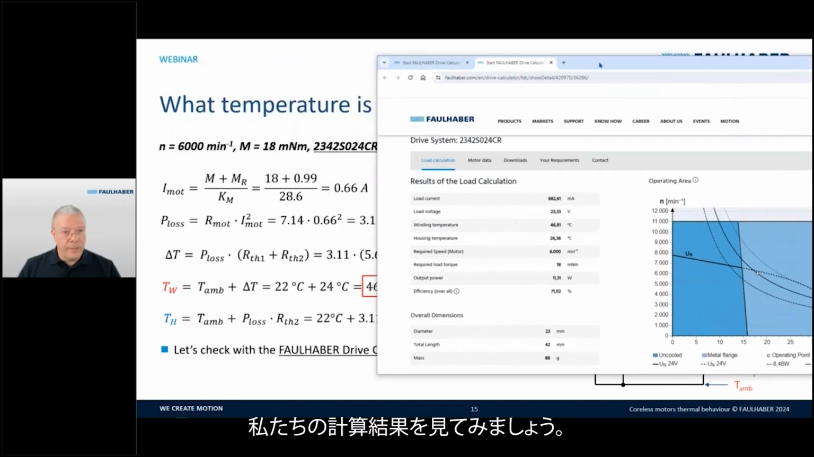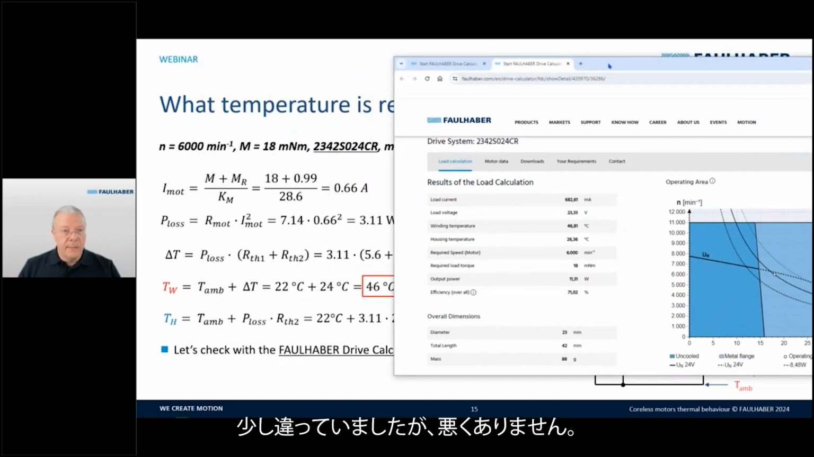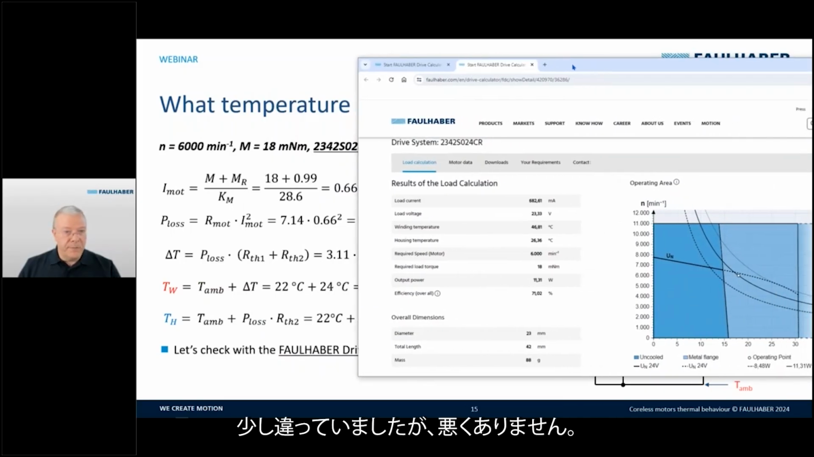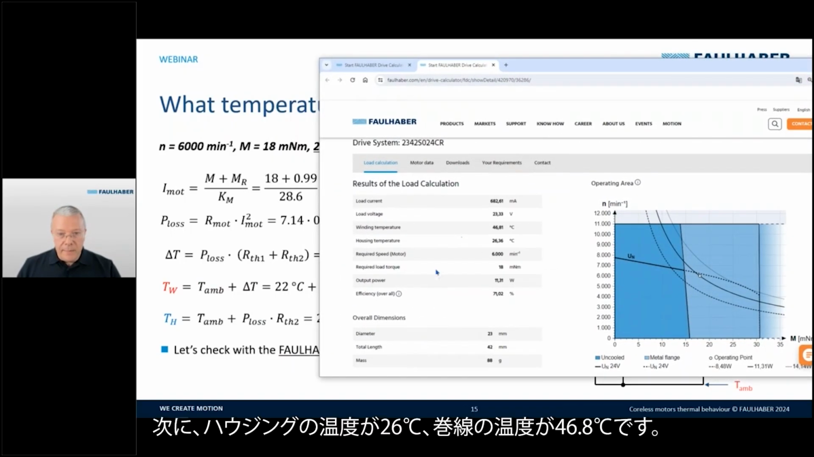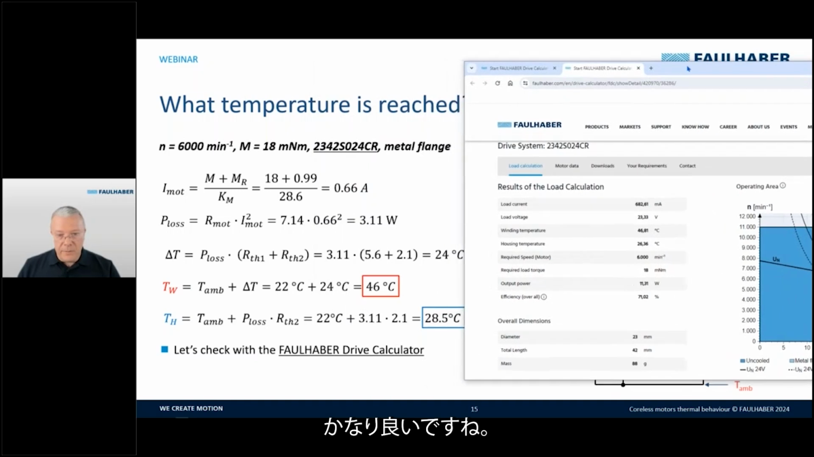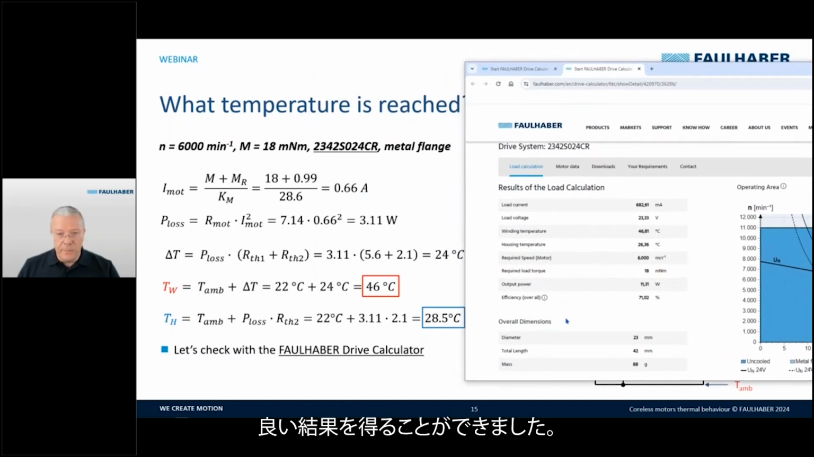Let's have a look at what we calculate here. Slightly different, but it is not bad. This is a simple model. And then we see the housing temperature is 26, winding temperature 46.8. So it's quite good. We can reach good results here.